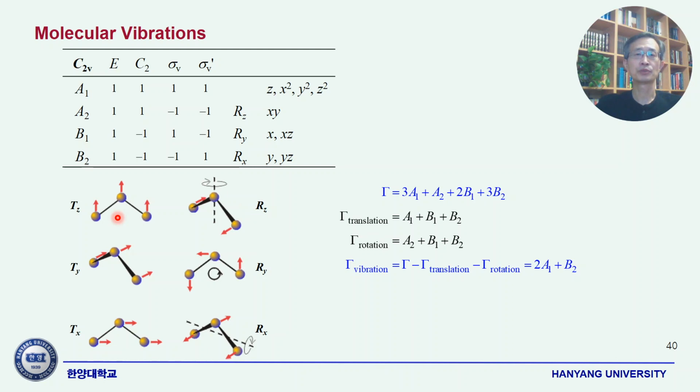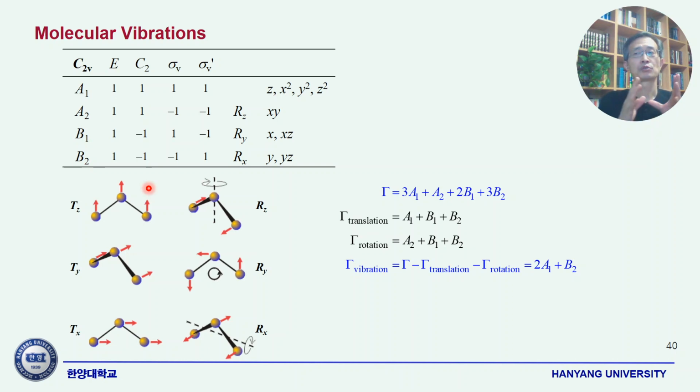In the translational motion case, all x, y, and z are contributing. So translational motions are in the x direction, y direction, z direction. So A1 plus B1 plus B2 is the representation for the translational motion, which is composed of A1, B1, B2 irreducible representations, and the rotations here are A2, B1, B2.